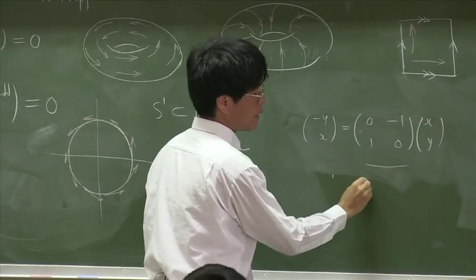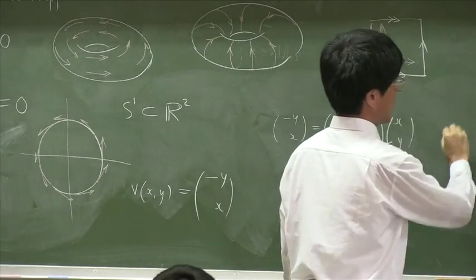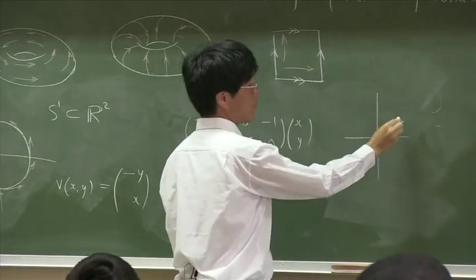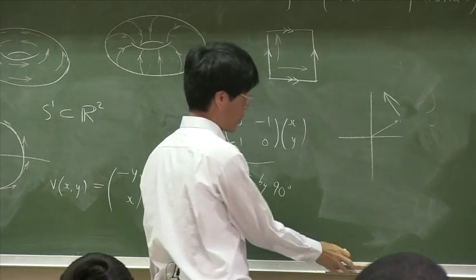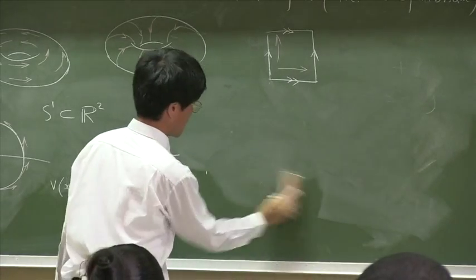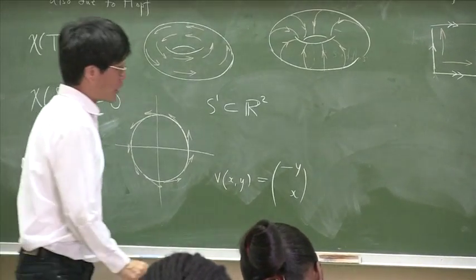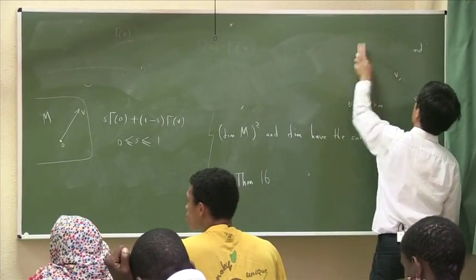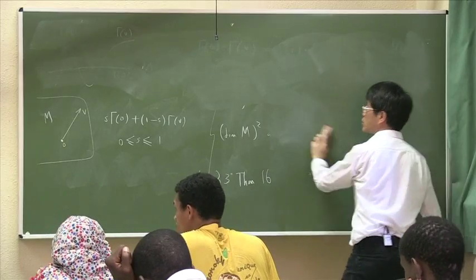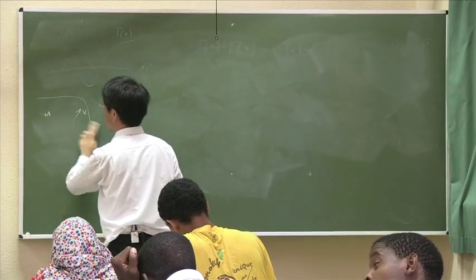What is this matrix? It's a rotation by 90 degrees. So I take a radius vector at this point, rotate it by 90 degrees, and then get this vector. Okay? So it's obvious that that must be the case. So this is the formula. Our business now is to generalize this to higher dimensional spheres of odd dimension. What happens on S3, for example, the three-dimensional sphere, or S5, the five-dimensional sphere, and so on?